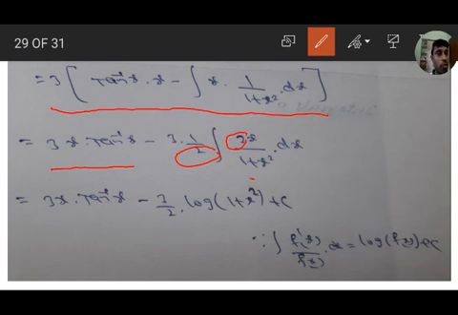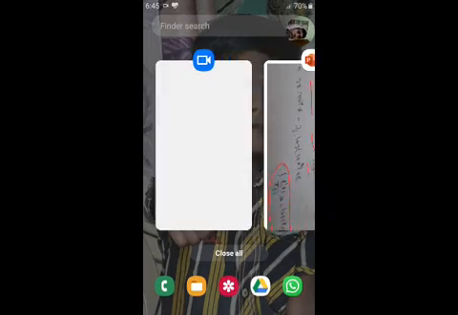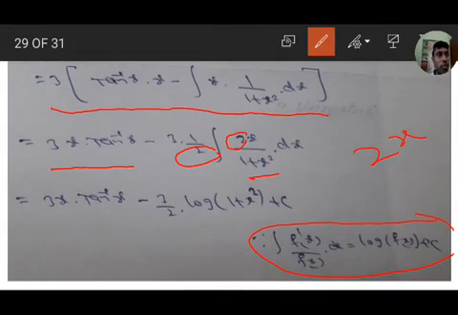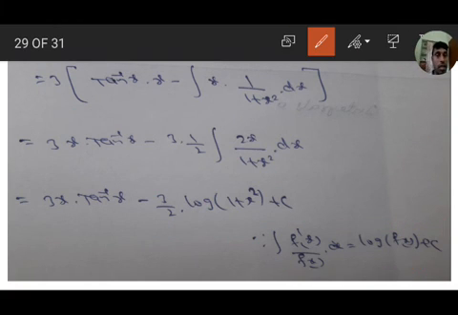Here f of x equals 1 plus x square, and its derivative is 2x, that is f dash x. The formula is: integral of f dash x by f of x dx equals log of f of x plus c. Here f of x is 1 plus x square, so we get log of 1 plus x square plus c. Therefore, keeping 3 by 2 as it is, the answer is 3x tan inverse x minus 3 by 2 into log of 1 plus x square plus c.